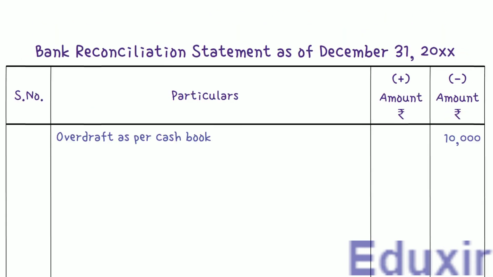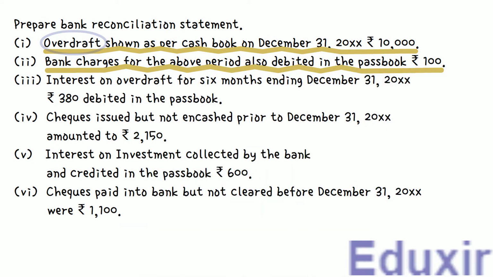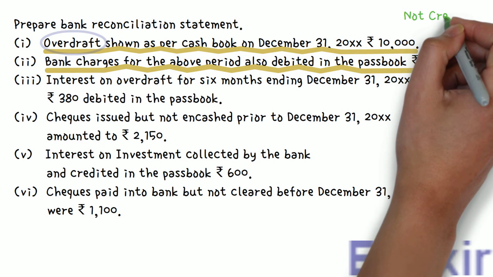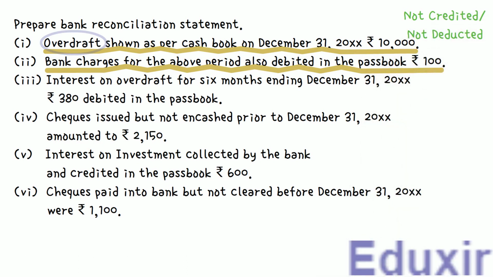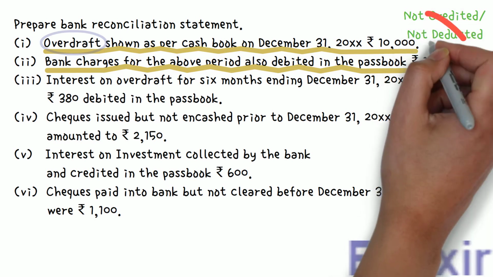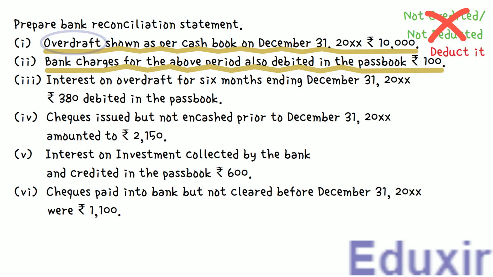Let us now take up the next details. In this case, the bank charges of 100 rupees are debited in the passbook. The bank charges are directly debited in the bank passbook by the bank. However, the business does not know about these bank charges until the bank statement is received. So, these bank charges will not be credited in the business cash book. So, there will be a difference in the business cash book and the bank passbook balances. So, we need to deduct this amount from the cash book balance to get the passbook balance.